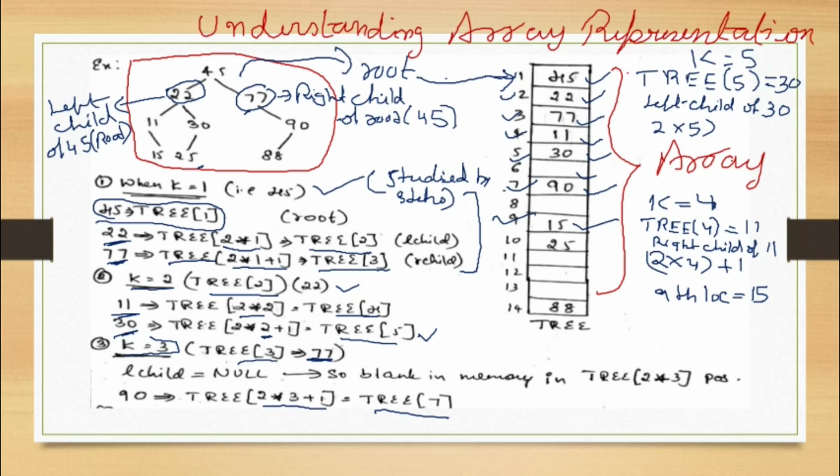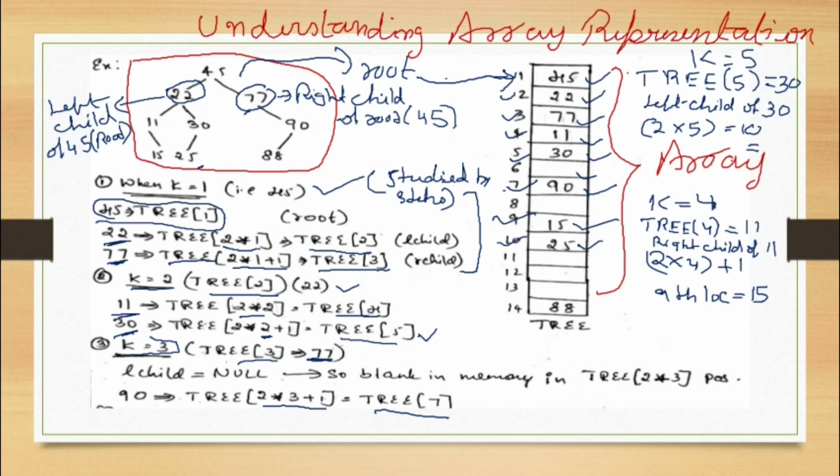So 2 into 5, which is nothing but the left child, that is nothing but the 10. Now we should not do plus 1. Why? Because it is a left child, not the right child. Remember, it is not the right child. So it is stored in the 10th location. Of course, we don't have anything in the 6th location.